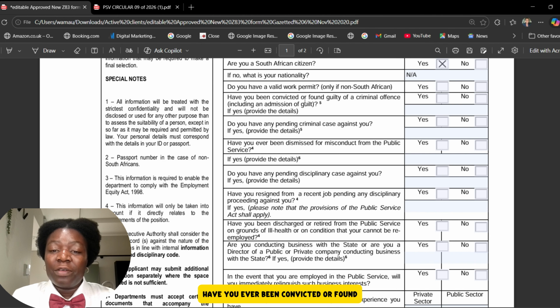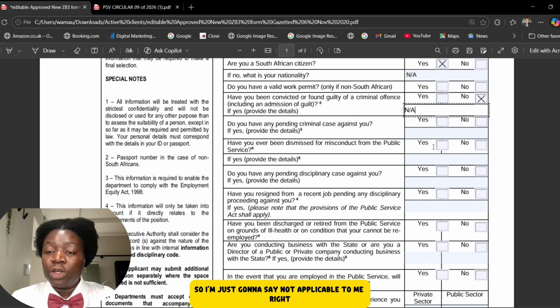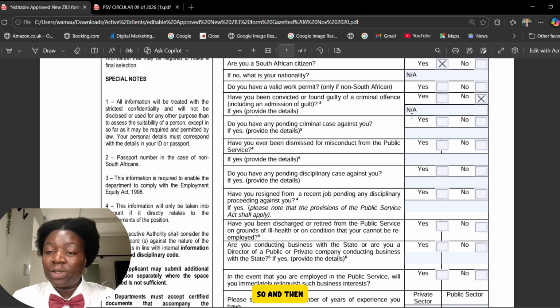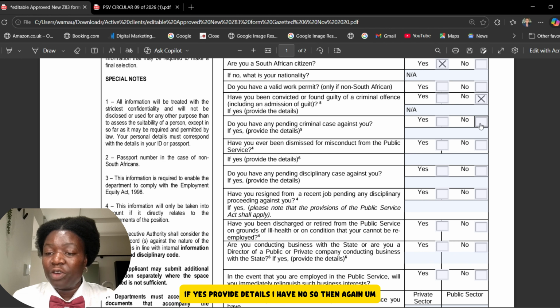Yeah. Have you ever been convicted or found guilty of an offense, including admission of guilt? If yes, provide details. So I'm going to put no, but if you can put yes, right? Then provide details. So I don't have any details, so I'm just going to say not applicable to me, right? And then, do you have any pending criminal case against you? If yes, provide details. I have no.